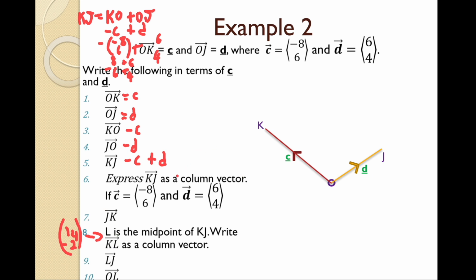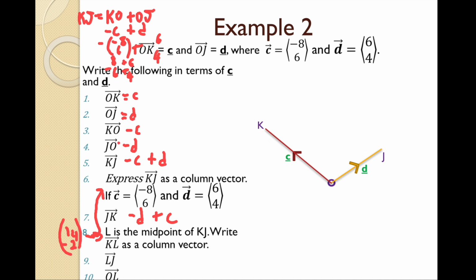Oh, I put the arrow at the wrong place. This actually is up here. The next question is J to K. What is J to K? Negative D plus C. For those of you who like to see visual stuff, if I'm going from J to K, I could go like this. I'm going the opposite of this arrow, so I'm going negative D, and then I'm going this way, which is C. So negative D plus C.